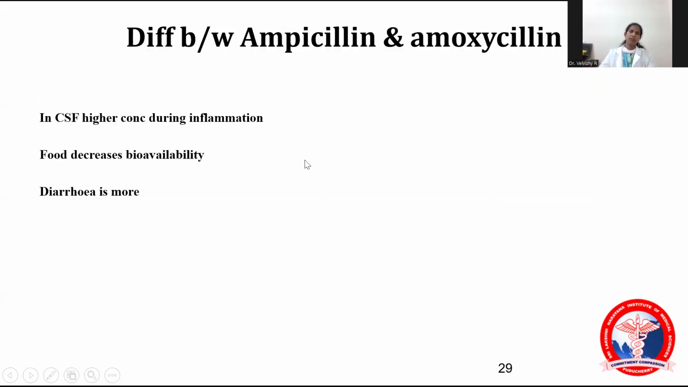Okay, and there are some differences between these two most commonly used drugs, ampicillin and amoxicillin. The concentration reaching the cerebrospinal fluid during inflammation will be more in the case of ampicillin, whereas amoxicillin is a little lower. Again, food decreases the bioavailability of ampicillin, whereas with amoxicillin there are no food interactions. And diarrhea is also more common with ampicillin. So all these things are most commonly seen with ampicillin, whereas with amoxicillin, you usually don't see them.